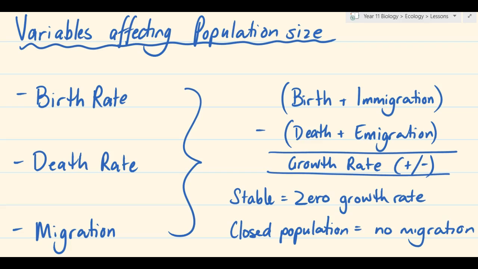Now you might have come across in your readings something about closed populations. This is isolated populations where there can be no migration in or out of the area. So a closed population would be maybe like a fish tank where you don't add any extra species in. Nothing can get in, nothing can get out. Essentially you're born and you live and you die in that tank.